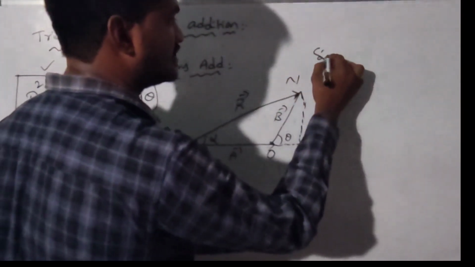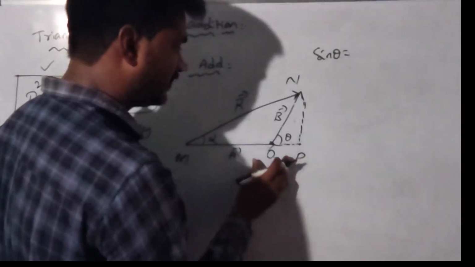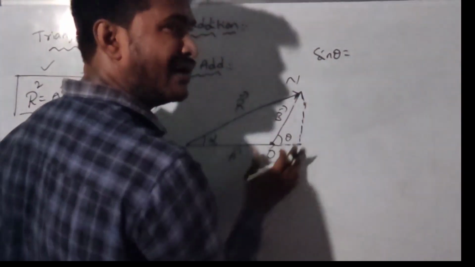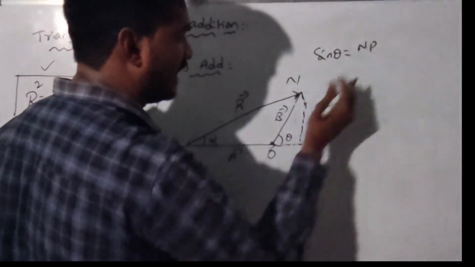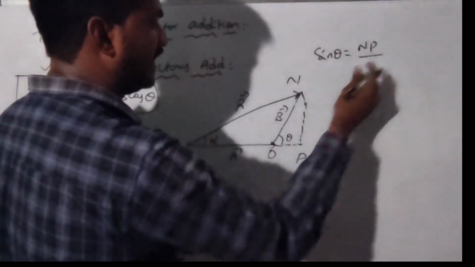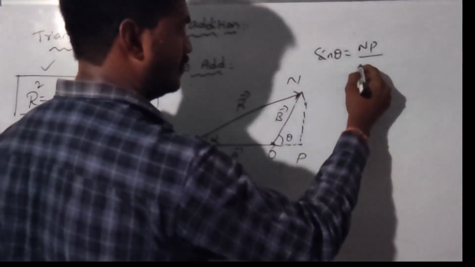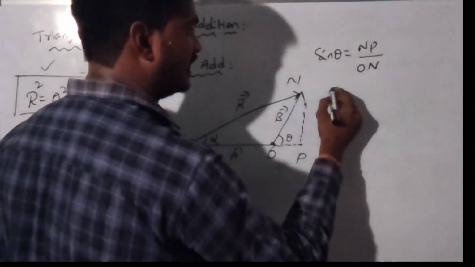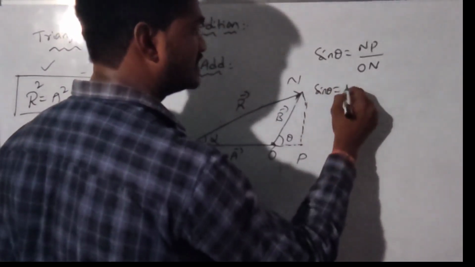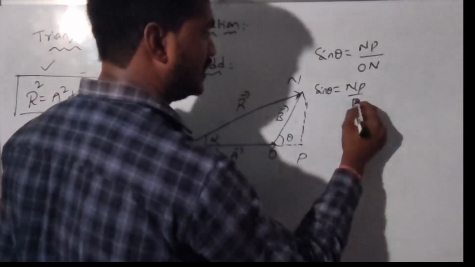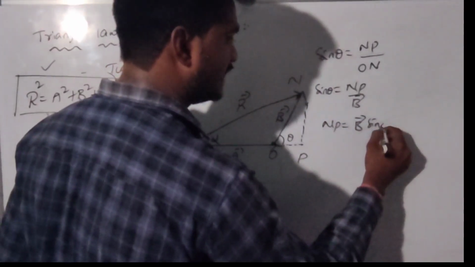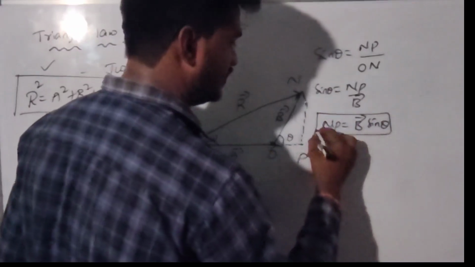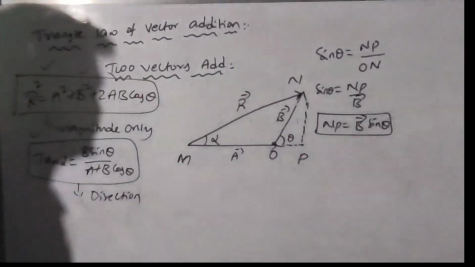Sin theta is equal to opposite by hypotenuse. The opposite is NP, for the angle, and the hypotenuse is ON. So sin theta is equal to NP by ON, where ON is B bar. Then NP is equal to B bar sin theta.